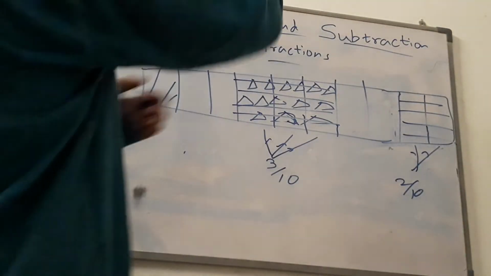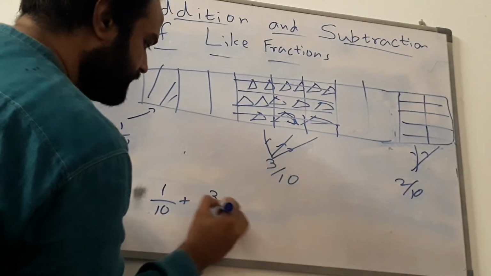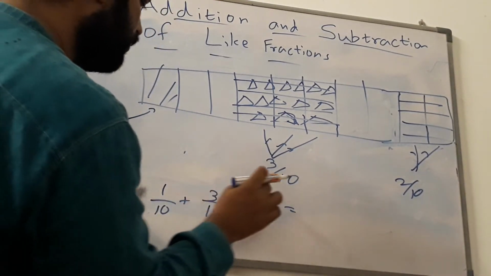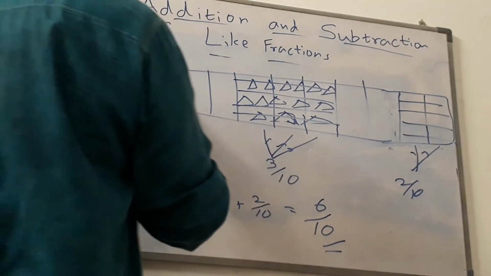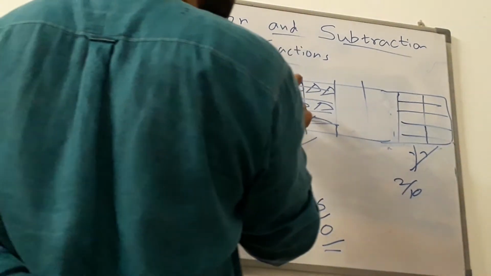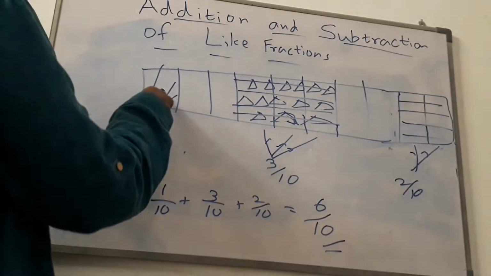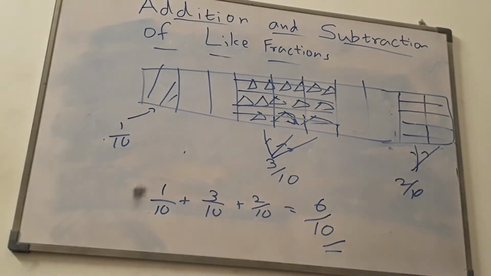Now we want to add these together. 1/10 plus 3/10 plus 2/10. 1 and 3, 4, 4 and 2, 6. So this is 6. Let me check. 1 tenth, 2 tenths, 3 tenths, 4 tenths, 5 tenths and 6 tenths. True. This is 1 tenth. Here are 3 such tenths, so it is 3 tenths. There are 2 such tenths, it is 2 tenths. So when we add these together, it is 6 tenths.